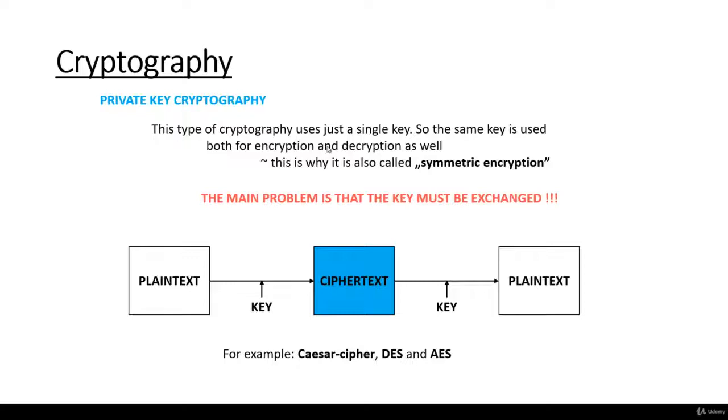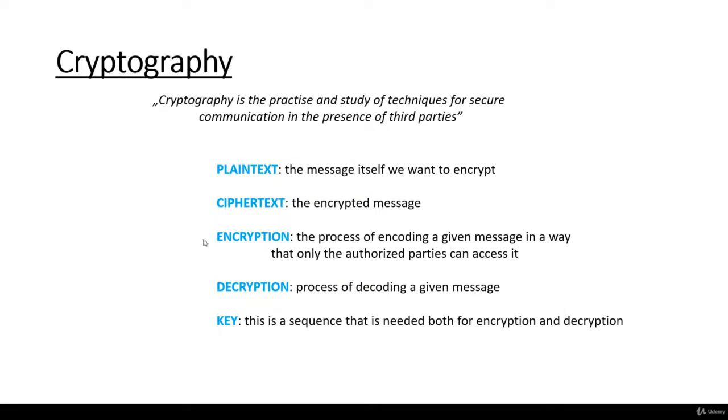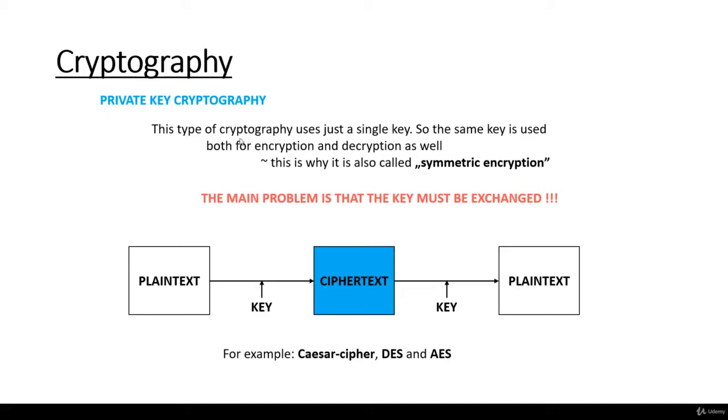In the previous lecture, we have been talking about the fundamentals of cryptography, and we came to the conclusion that the key is a sequence that is needed both for encryption and decryption as well. So let's talk about the types of encryption. There are two main types, symmetric and asymmetric encryption.